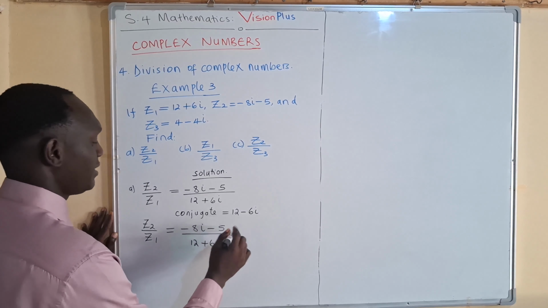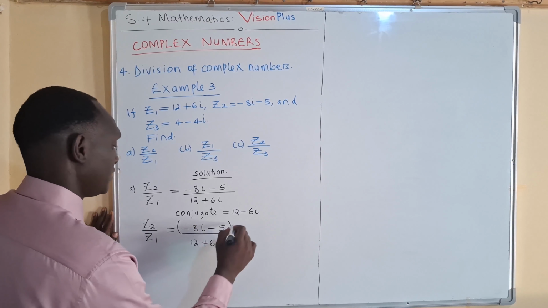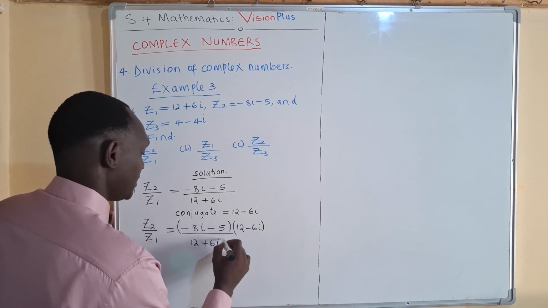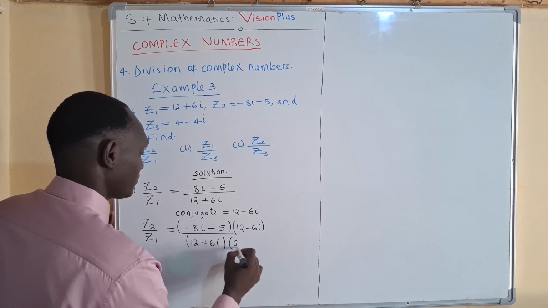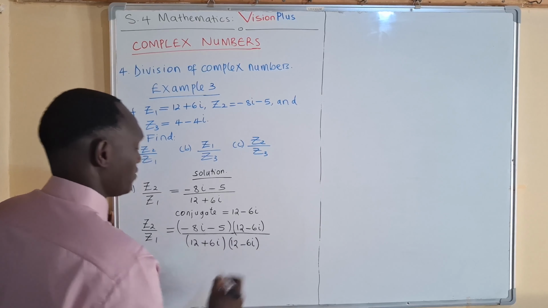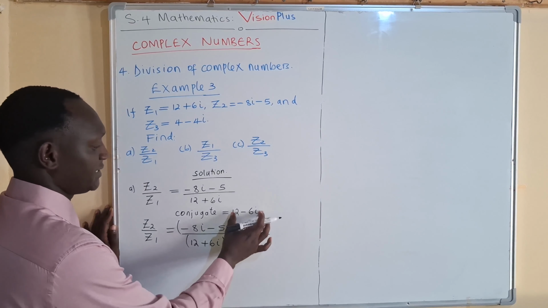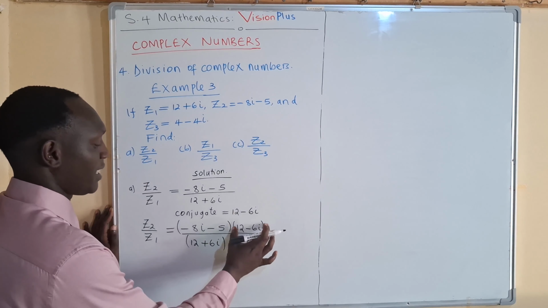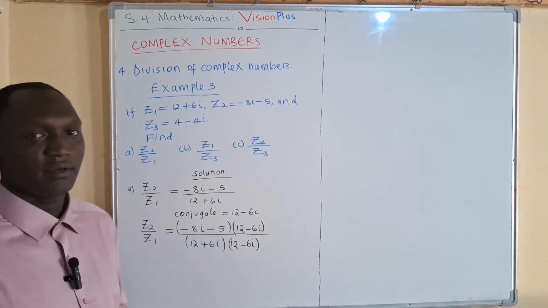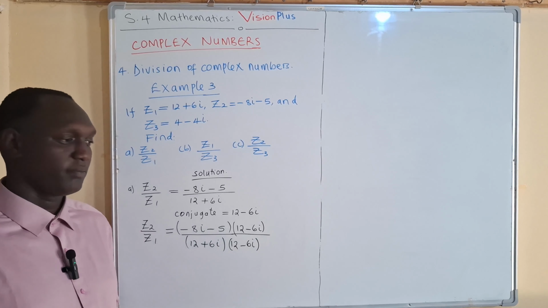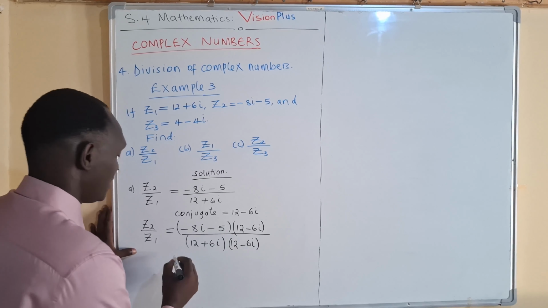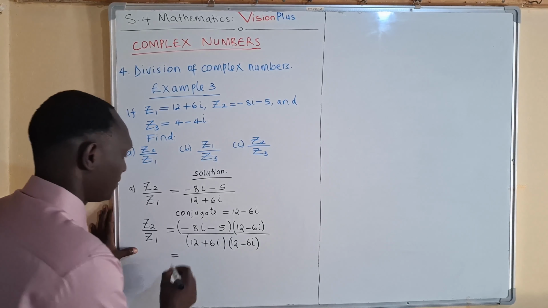Now we need to multiply both the numerator and the denominator by the conjugate of the denominator. So you multiply the numerator by it and also the denominator by it. That way we shall be in position to get rid of i in the denominator. Now the next step is simply multiplication.